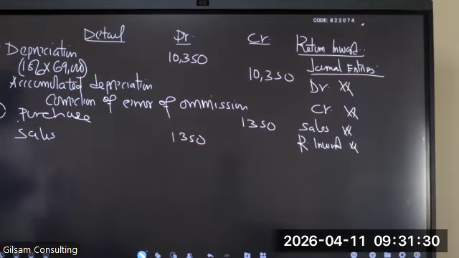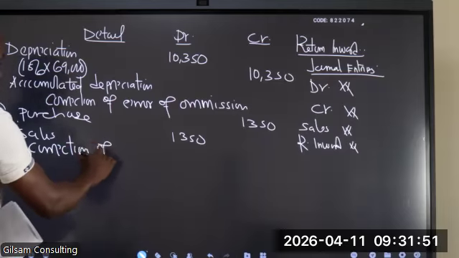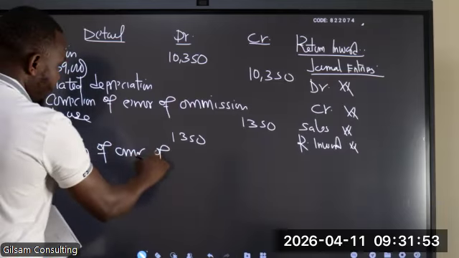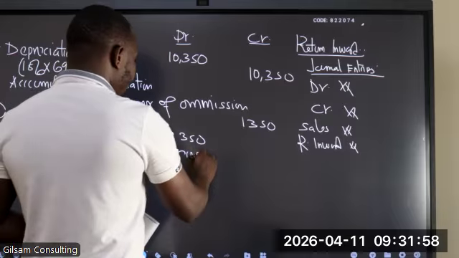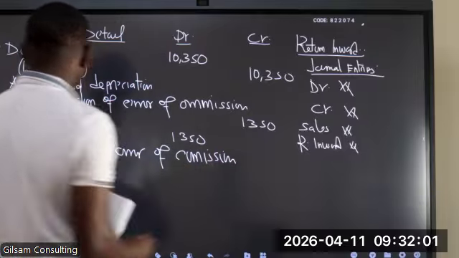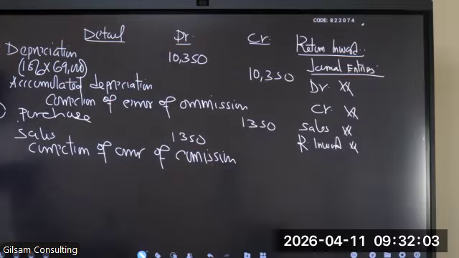So the error here is the error of principle, the error of commission. Instead of debiting the sales account, it was posted to a different account. So, correction of errors of commission. Even the error of principle will fall under that one. That's number 6.